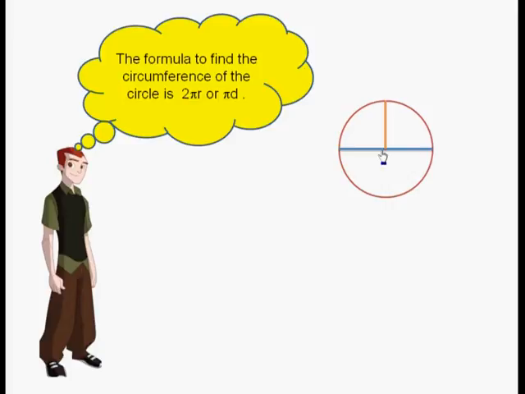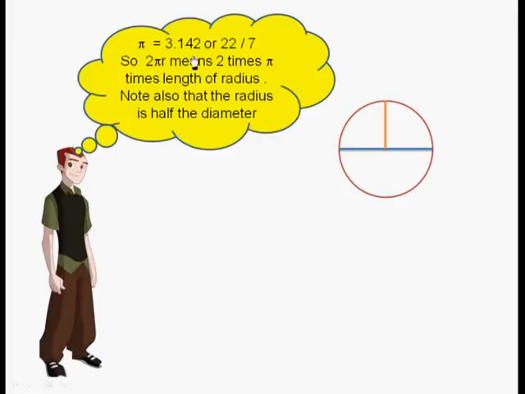The formula to find the circumference of the circle is 2 pi r or pi d. Pi is equal to 3.142 or 22 over 7. That is 22 divided by 7. So 2 pi r means 2 times pi times length of radius. Note also that the radius is half the diameter.